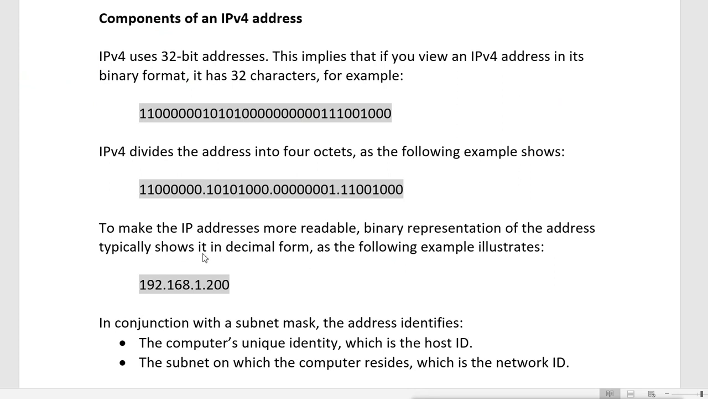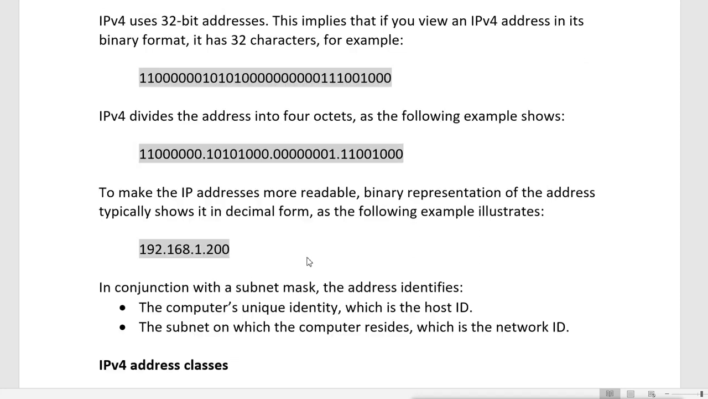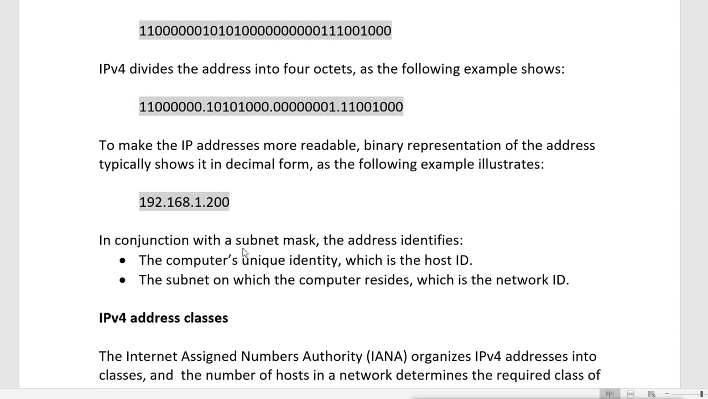So it is the decimal representation of binary IPv4. Now in conjunction with the subnet mask, the address identifies the computer's unique identity, which is the host ID, and the subnet on which the computer resides, which is the network ID.